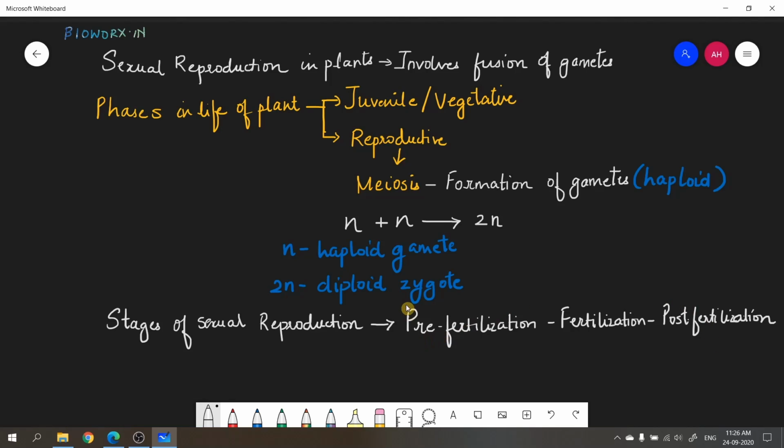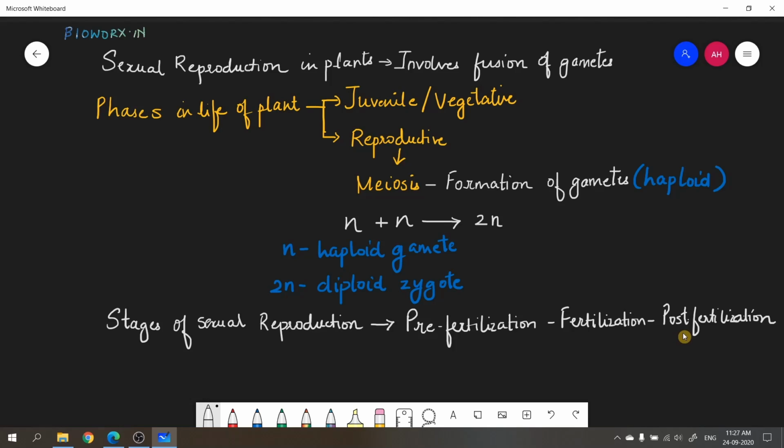So in pre-fertilization, we will be dealing with how the gametes are formed, because gametes will be required for fertilization. So in the pre-fertilization stage, we will be talking in detail about how the gametes are produced, both the male gamete and the female gamete. Then we will be talking about fertilization, where we will study how the 2 gametes fuse. Followed by post-fertilization, where we will be talking about how the zygote is formed, what happens to the zygote, how it develops into the embryo.